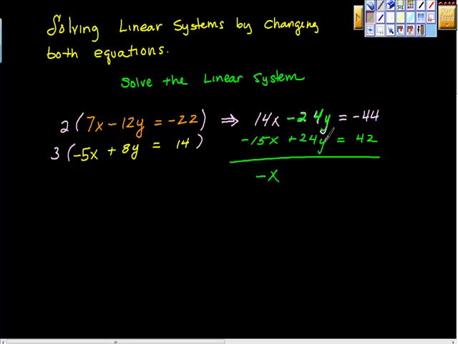Here's the beauty of the matter. We eliminated this, so Gauss would be very proud of you right now. And we have negative 44 plus 42 is negative 2. Isn't that right? So we get negative x is negative 2. Just so you can see it, I'm going to multiply both sides by negative 1. Multiply each side by the same number. Why? Because I wasn't looking for negative x, I was looking for x. So x is equal to positive 2.